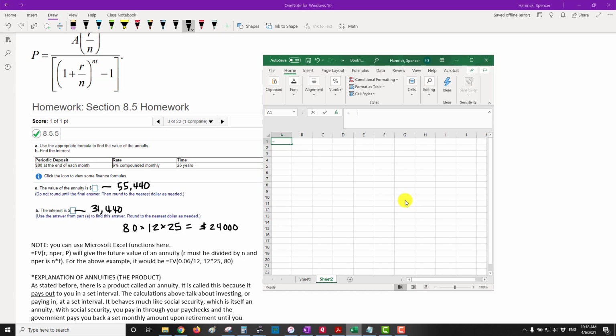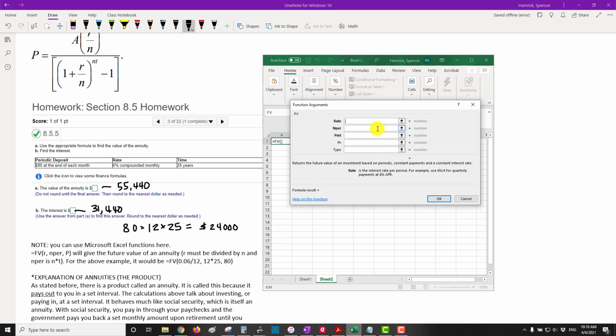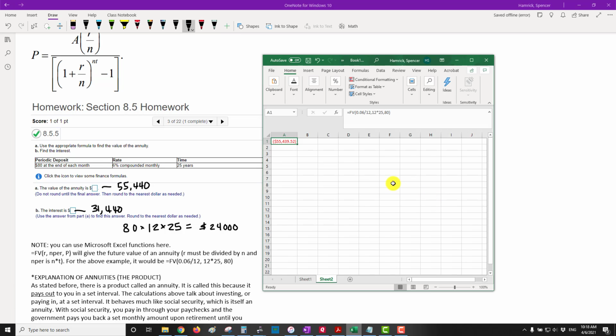And as you go through this, it'll pop up a box here, and it says, what is your rate? And you put 0.06. And now here you have to divide that by your number of times compounded. So we're going to divide that by 12. The number of periods is your time times 12. So that's how many times are you compounding. So there's going to be 300 investments here of this $80, and the amount of payment is $80. And when we press enter here, we get this number.